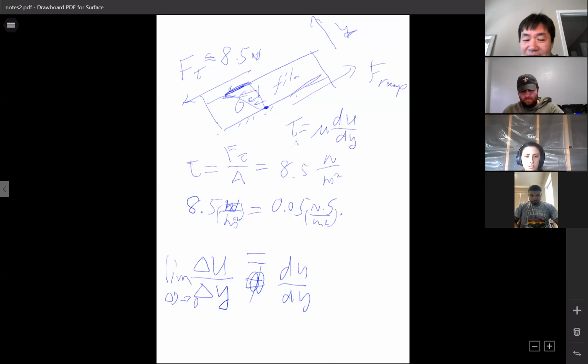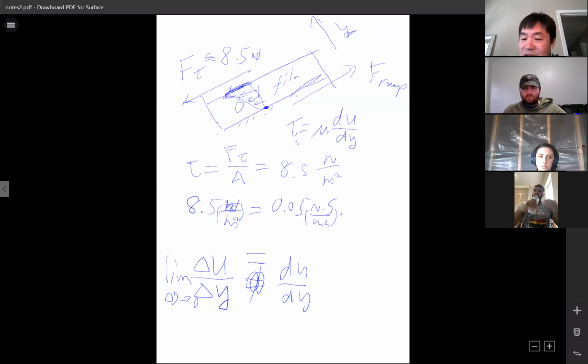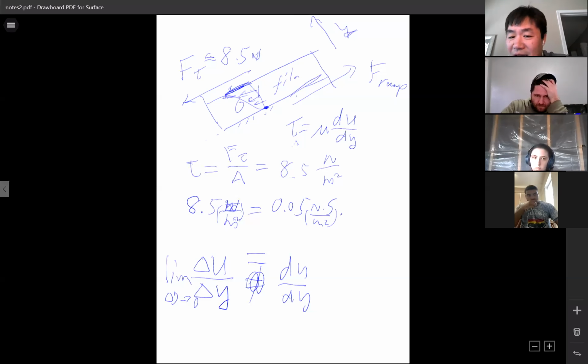Delta u over delta y, in the limit when delta y tends to 0, they are equal, right? In this case, it's a very thin oil film. Is delta y very thin, very small? Yeah, it satisfies this condition. So it's a perfect application for using delta u over delta y to represent du over dy. Okay, so that's the justification.